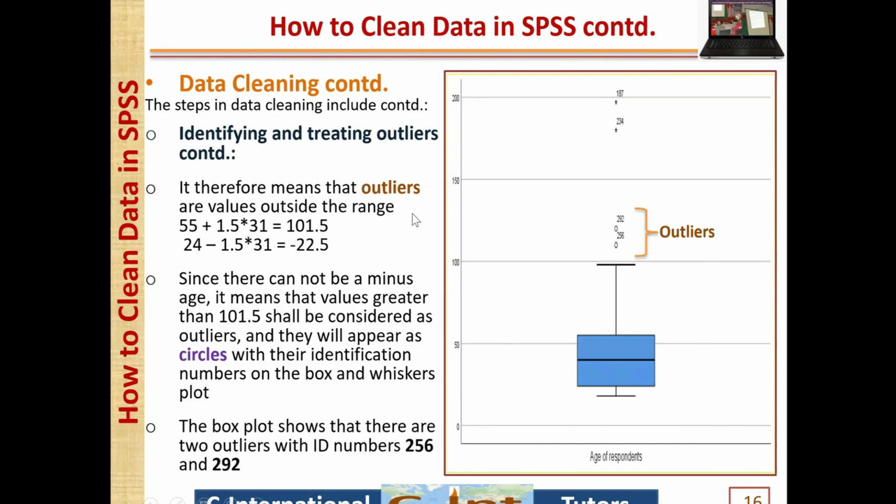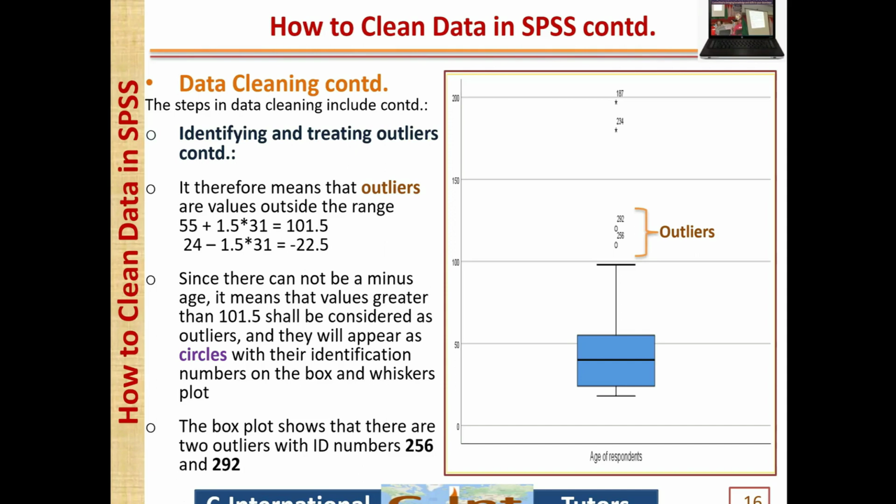It therefore means that values that are outside the range of the third quartile plus 1.5 multiplied by the interquartile range, which equals 101.5, or the first quartile minus 1.5 multiplied by 31, which equals minus 22.5, are outliers. But since it is not possible to have a negative age, it means there are outliers on the top side.